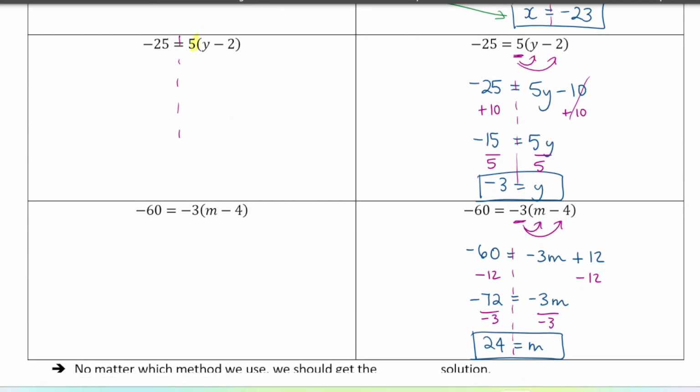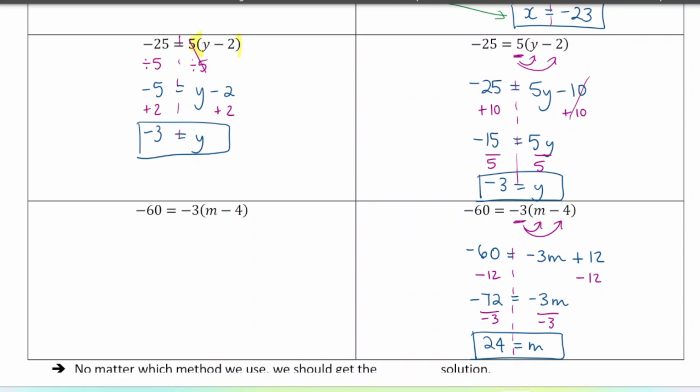Here the 5 is being multiplied with what's inside the bracket, so we want to do the opposite of multiplying by 5, which is dividing by 5 to cancel it out. We'll have -5 equals y minus 2, and then we'll add 2 to both sides. Get -3 equals y. Okay, and again, same solution using either method.